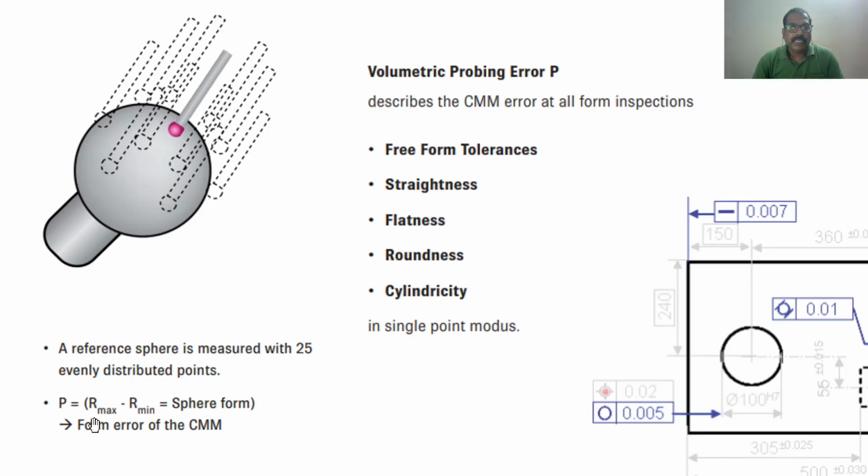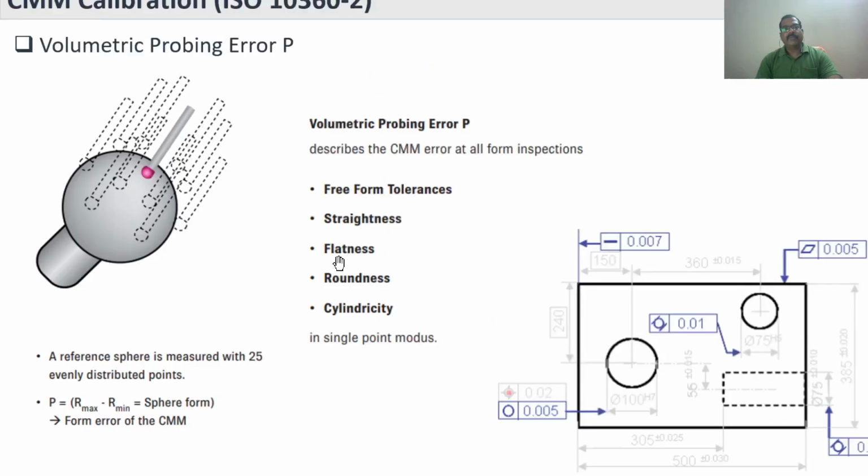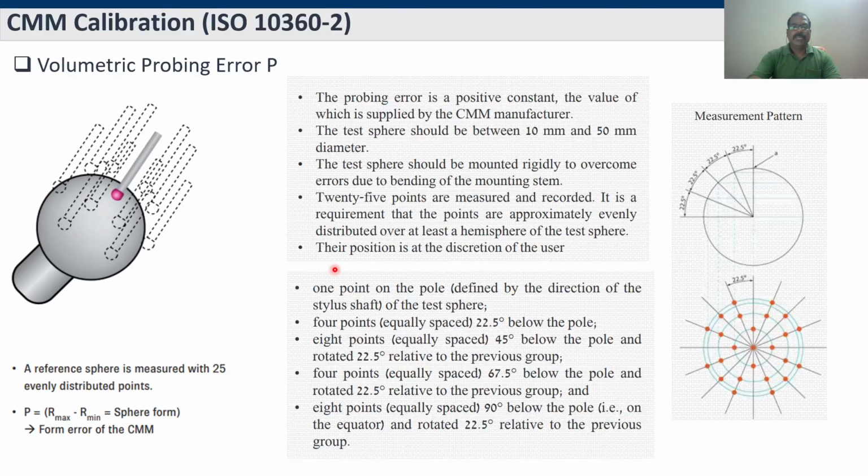Okay, so for example here, we can get the maximum or minimum form errors from the CMM. In detail it is given what the positions are. From the reference pair, 25 measurements, you can get the form errors from the CMM using reference maximum, reference minimum, and the sphere. How? The probing error is a positive constant, the value of which is supplied by the CMM manufacturer.